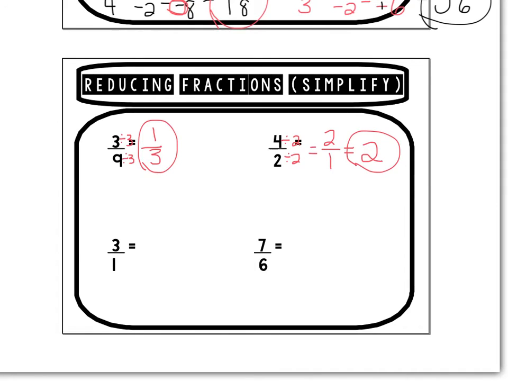3 over 1 doesn't share anything in common, but it can be reduced. 3 divided by 1 is the same as just a plain 3. 7/6, since this one doesn't have anything in common, I notice that the top is bigger than the bottom. 6 goes into 7 one time with 1 left over.